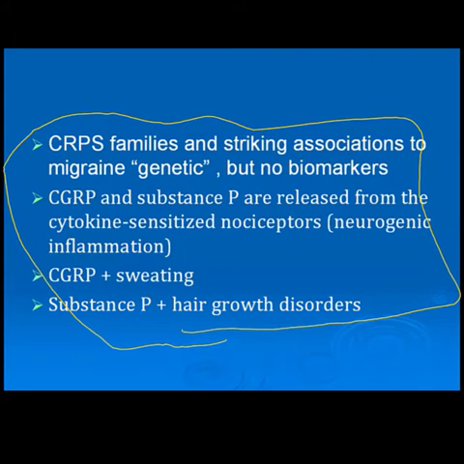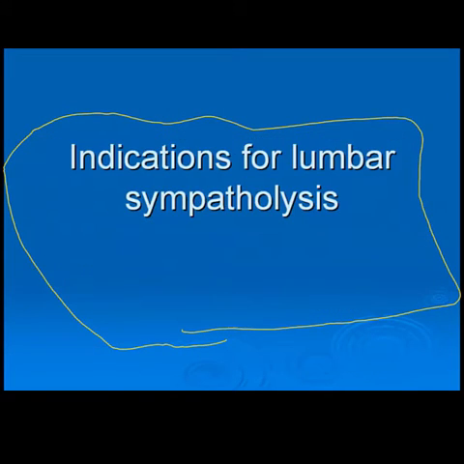In complex regional pain syndrome patients, when there is a flooding of the calcitonin gene-related peptide, this will enhance the sweating in the limb. When there is an increase in the substance P, there will be a hair growth disorder, either reduction or overproduction. Patients with complex regional pain syndrome, or reflex sympathetic dystrophy as it has been termed previously, might get help by doing a sympathetic block as a diagnostic and a prognostic at the same time.